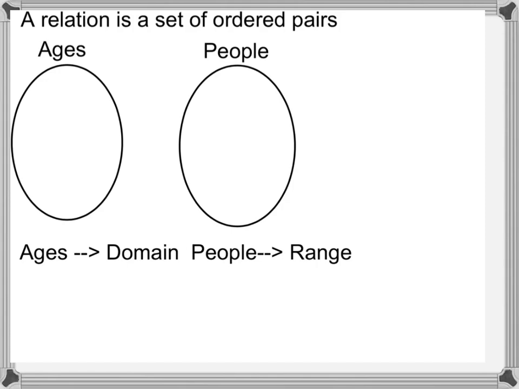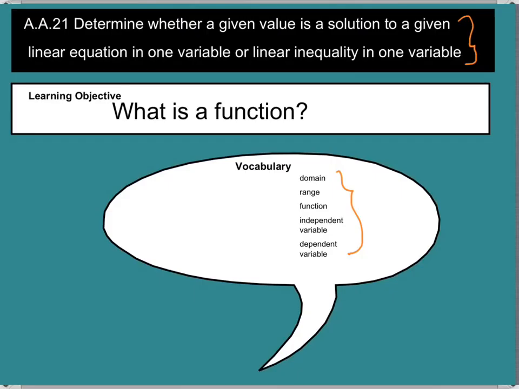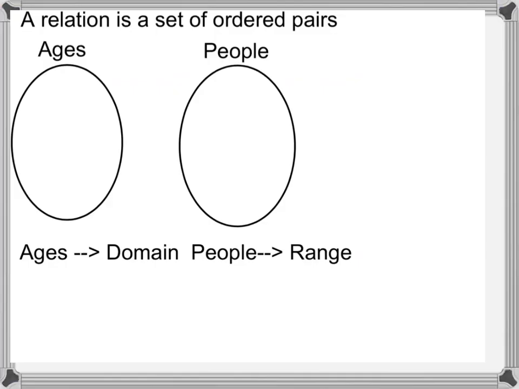Okay, so first we're going to cover relation, and actually relation should be a vocabulary term too. So a relation is a set of ordered pairs. So for instance, if we had this set of ages and a set of people, so let's say that you had some people who were 17, 18, and 19 years old.